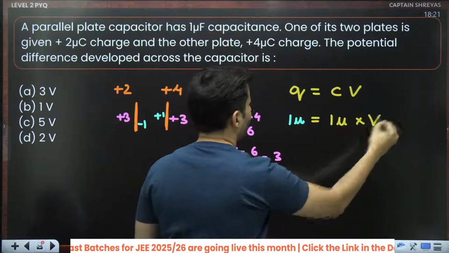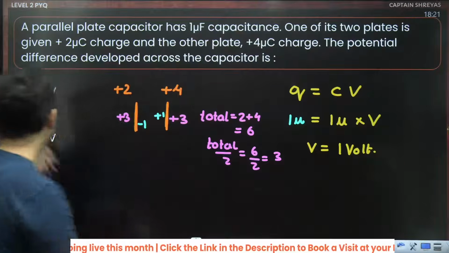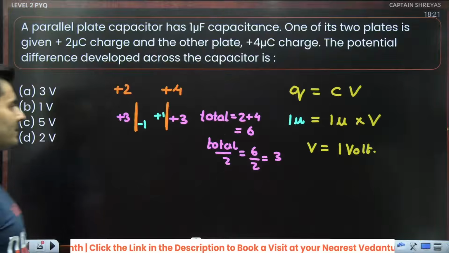Micro will cancel. So voltage will be nothing but 1 volt, which is option number B. Option number B is the correct answer.